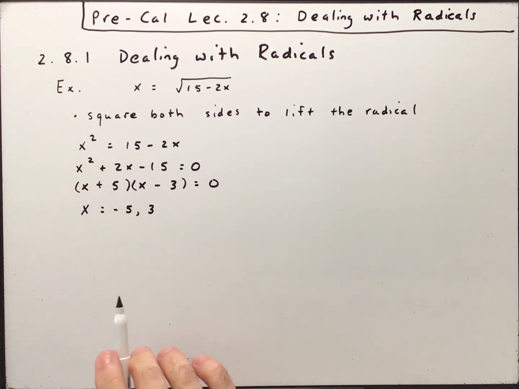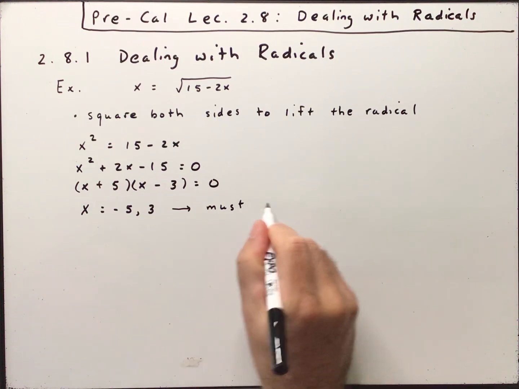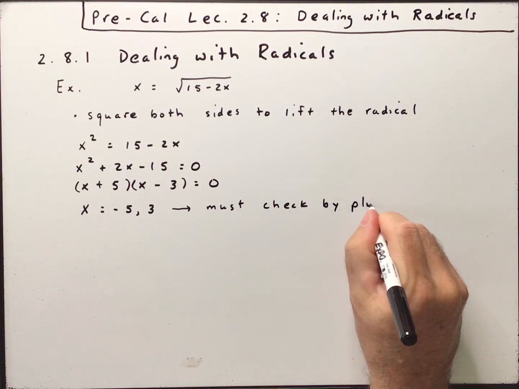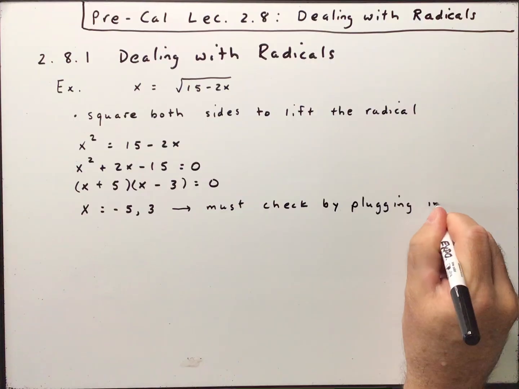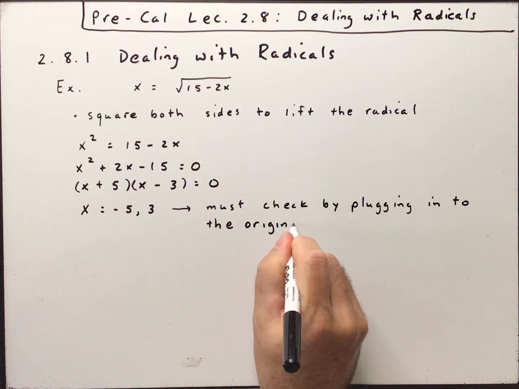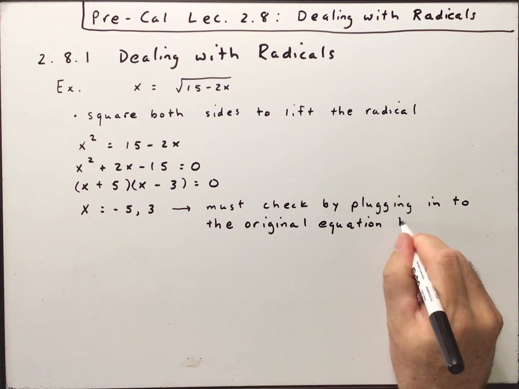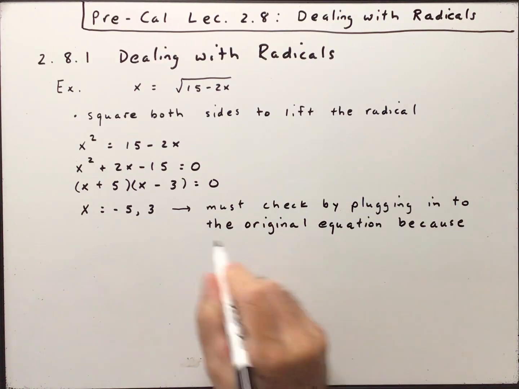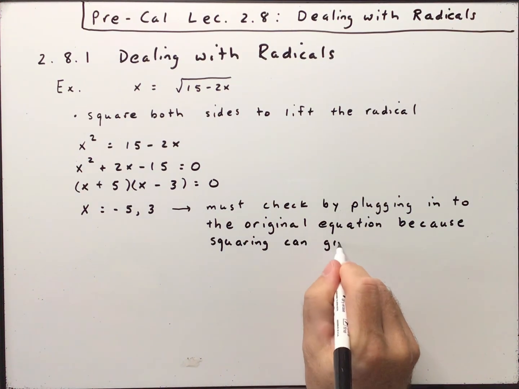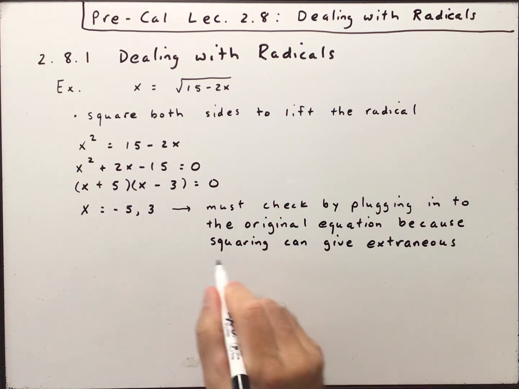But you can't circle that yet because we must check by plugging in to the original equation, because squaring can give extraneous solutions.